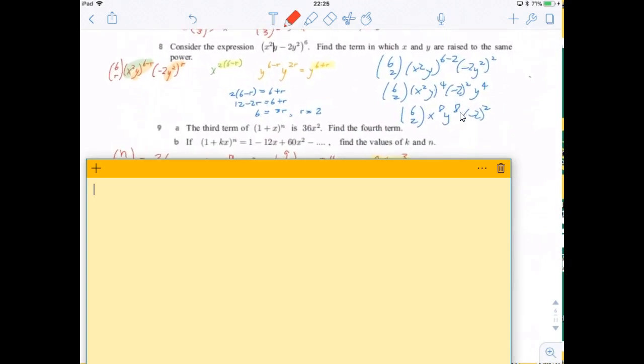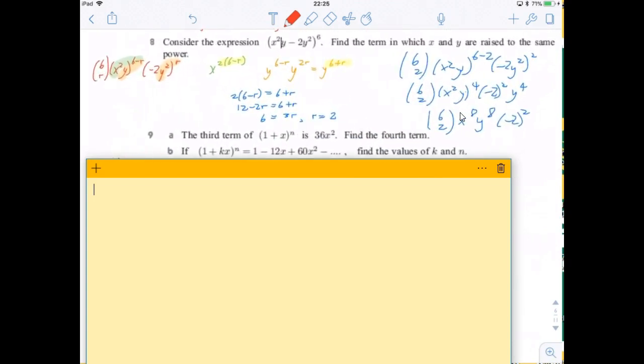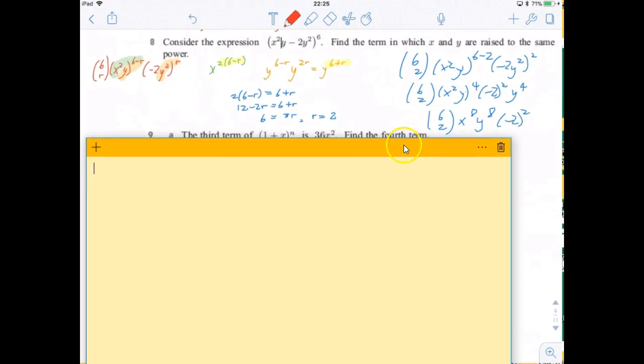Let's look at 8. Okay, 8 is a similar type of problem, a little bit of a twist. Consider the expression (x squared y minus 2y squared) to the 6th. Sorry about this vertical line here, just ignore it. Find the term in which x and y are raised to the same power. So this is different than what we've done before, but you can kind of imagine how to do it.